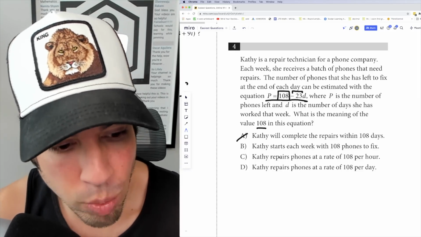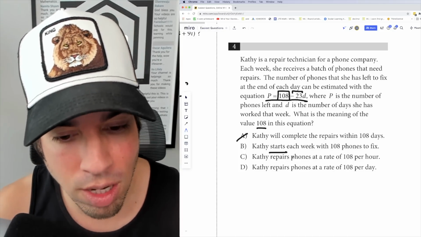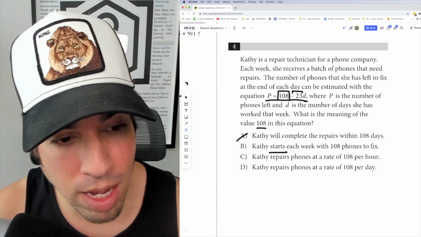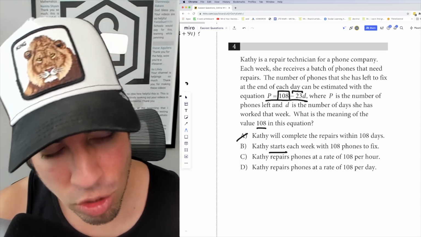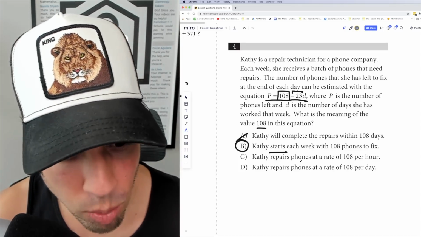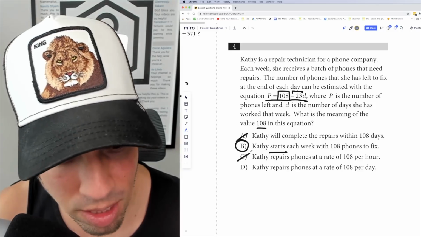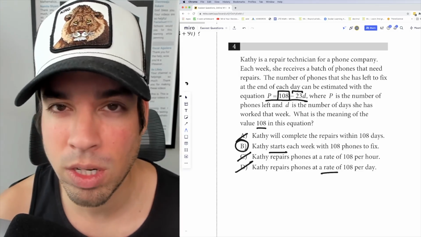Kathy starts each week. Again, starts. That's a nice word there because we're talking about initial value. With 108 phones to fix. That makes a lot of sense to me. That's my initial value each week is 108, and every day it looks like 23 are being chopped off. So B looks great. Now they're talking about a rate with C, but this is a y-intercept, so that doesn't make sense. And again, we see rate there, no good. B is the winner, done.